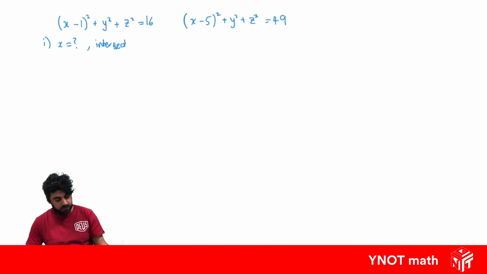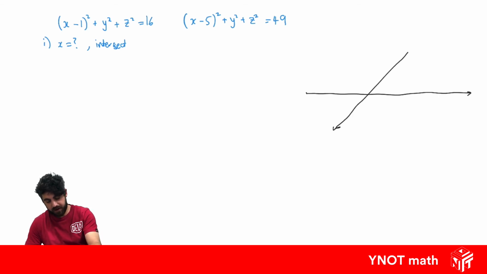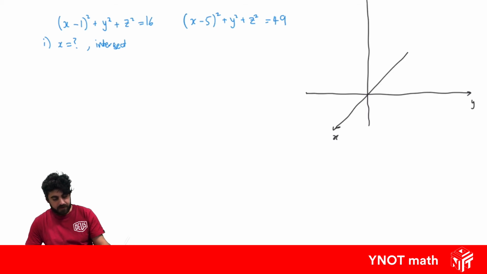So let's draw a bit of a diagram to see what's going on. Might be a bit difficult to draw, but we'll give it a go. We'll have our x-axis, y-axis and z-axis. Now, let's draw in this first sphere. It's going to be centered at (1, 0, 0) with a radius of 4.